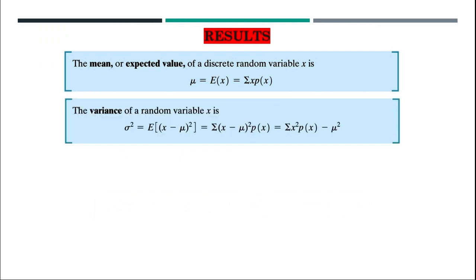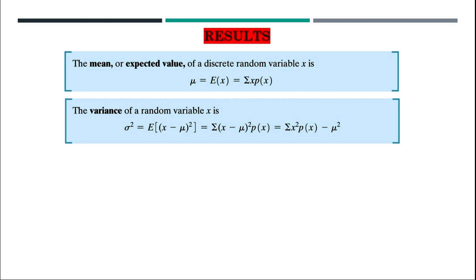Next definition are variance and standard deviation. You can use either of these two formulas to calculate variance. For the first formula, use x minus the mean, then squared, and then times the corresponding probability. Lastly, sum all of them.